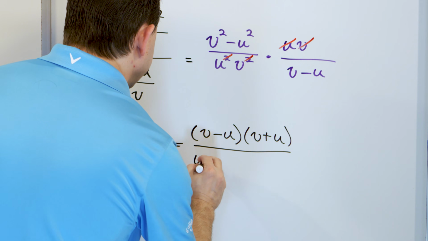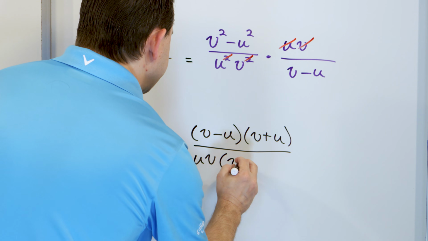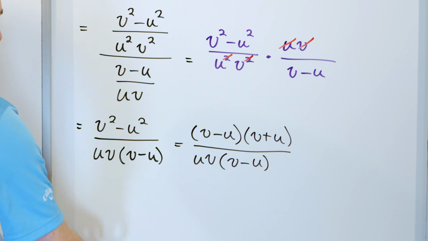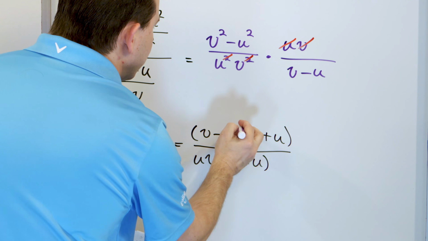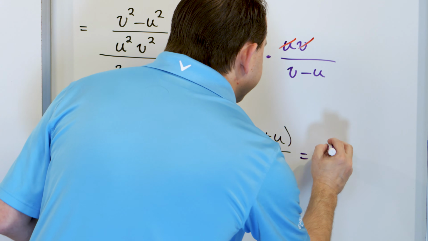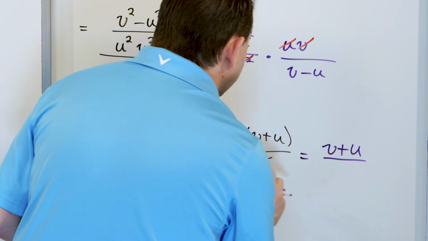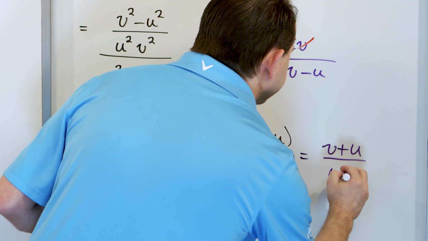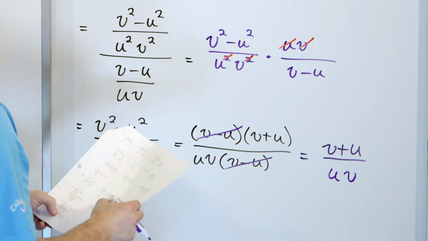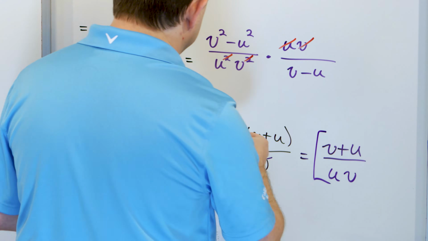On the bottom, I'll have u times v minus u. Notice what I have is I have a v minus u on the top and a v minus u on the bottom, which can then cancel. That's gone. So then on the top, I have v plus u over u times v. v plus u divided by u times v. That's the final answer. I can't go any farther with that.